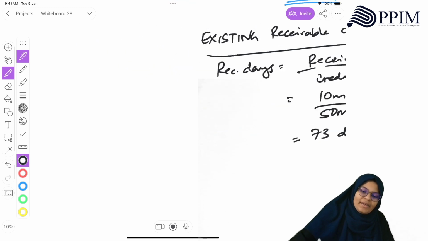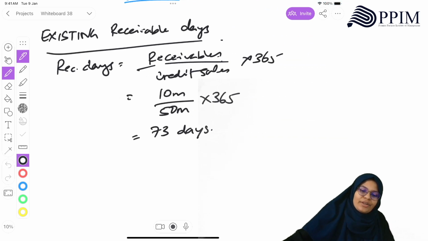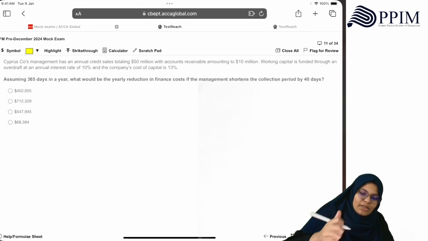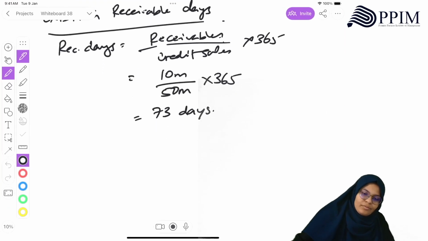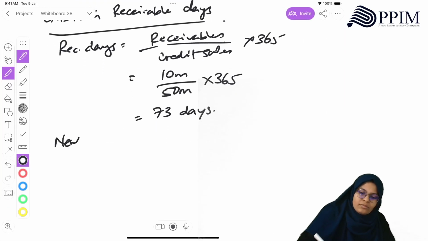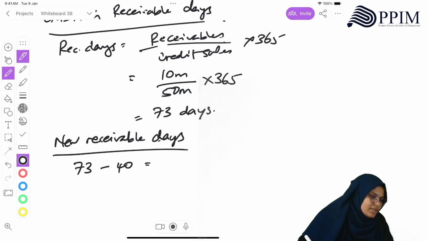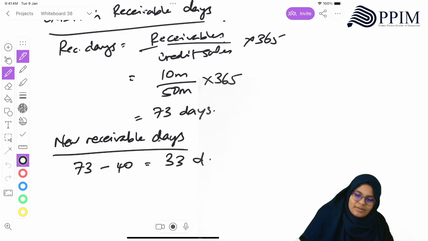Then they are saying this particular company is going to reduce the receivable days by 40 days. So now it is 73. They are going to reduce it by 40 days, right? So the new receivable days will be 73 minus 40, which is 33 days.